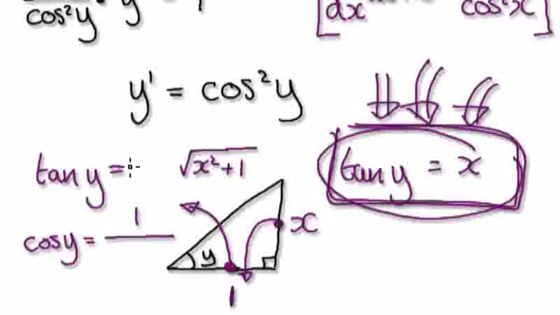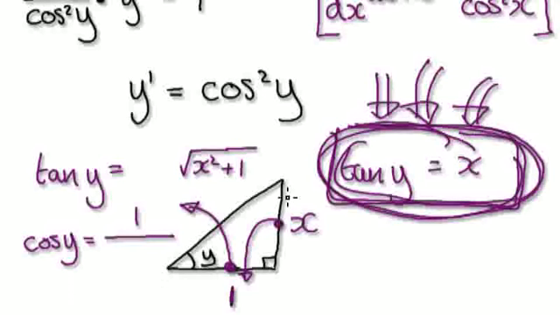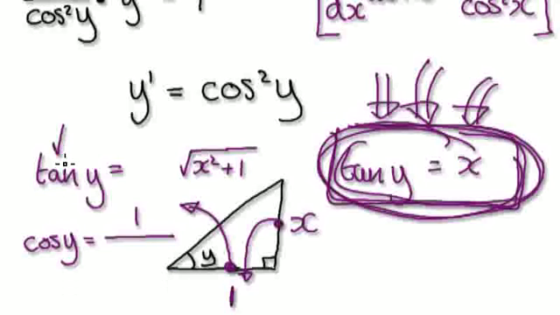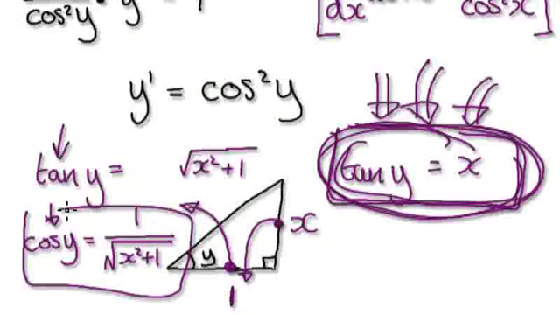So tan of y was this, but then we started here, we translated to here, and we translated the whole situation into cos of y. Cos of y will be 1 over root x squared plus 1. Remember, this is just a cunning trick. We started out with tan of y, but then we translated to cos of y.